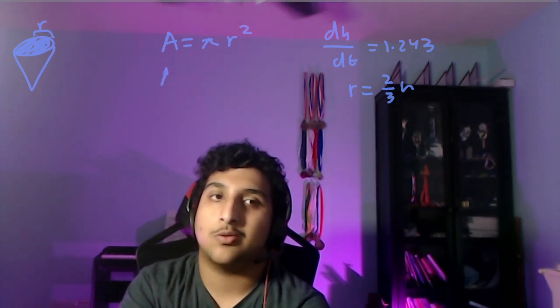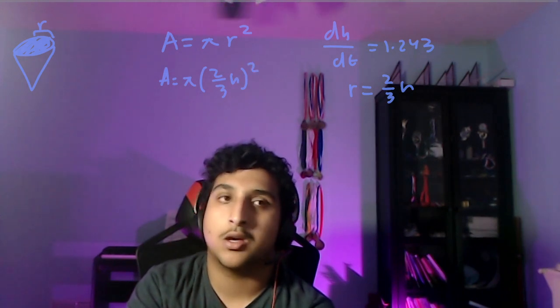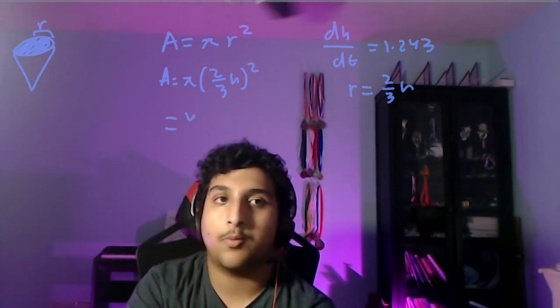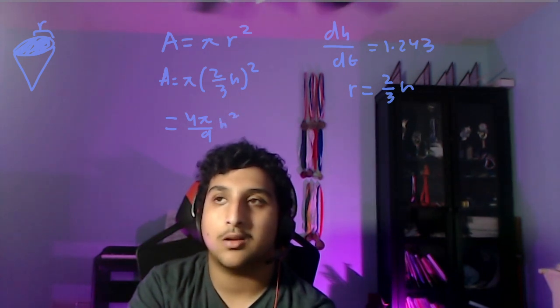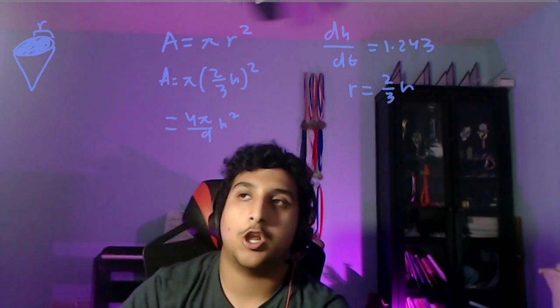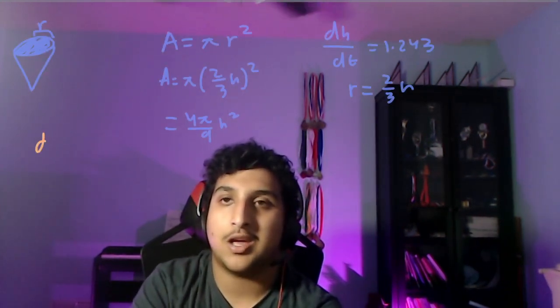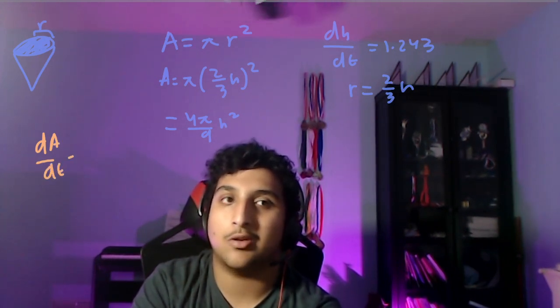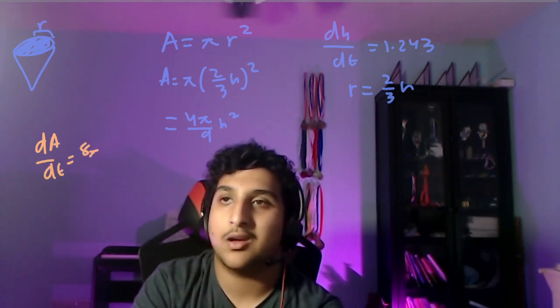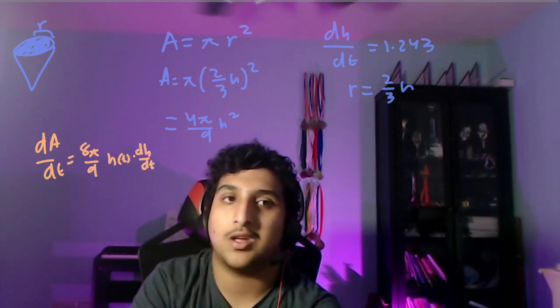So this is equal to pi times 2 over 3 H squared, and this is all equal to 4 pi over 9 H squared. Great. Now we just need to find the derivative of this. Luckily, this is a lot easier than the previous one. So dA by dt is equal to 8 pi over 9 h times dH by dt. Or you can use h prime of t.